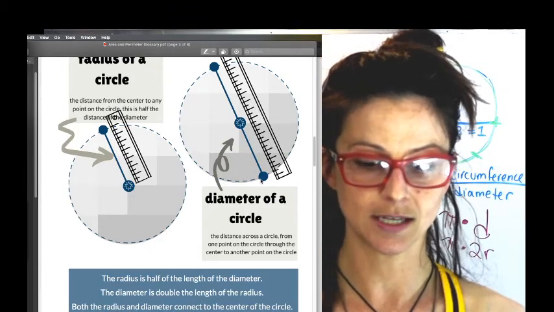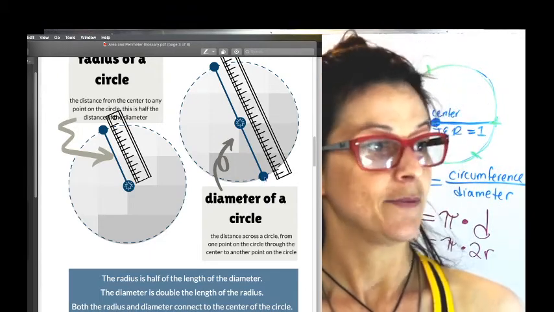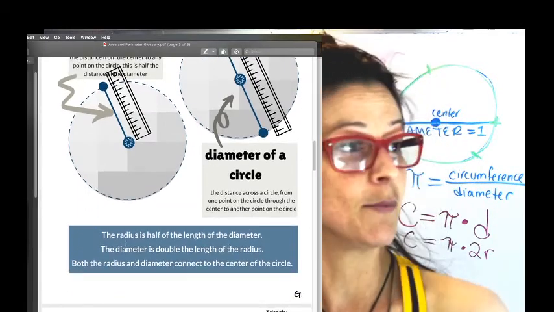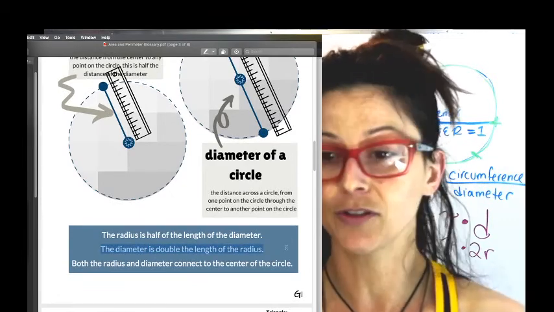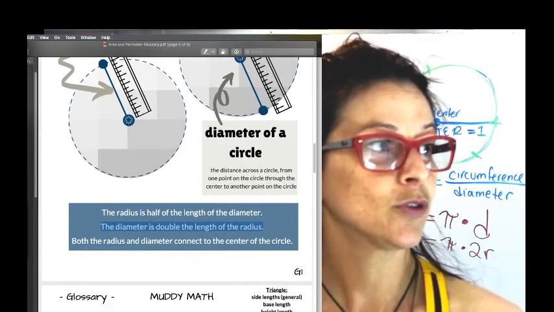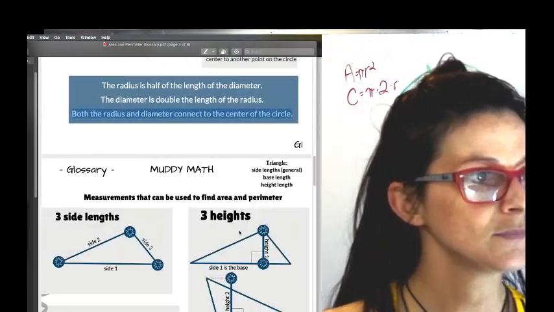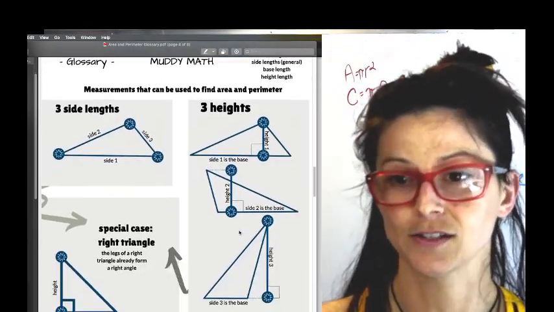questions that she has. Okay, so the radius is half of the length of the diameter, and the diameter is double the length of the radius. Both the radius and the diameter connect to the center of the circle. Okay? All right, moving on to triangles.